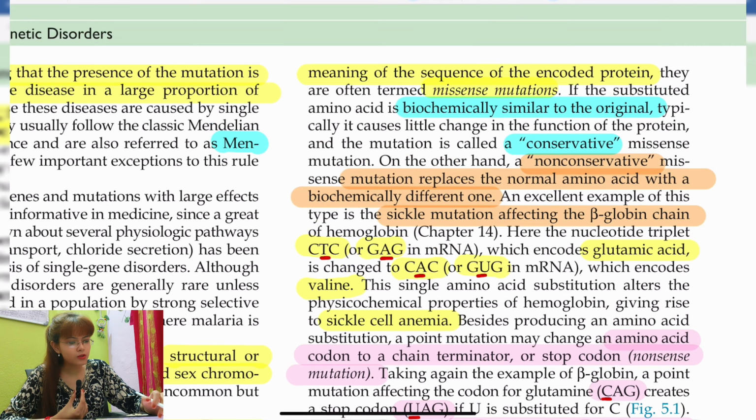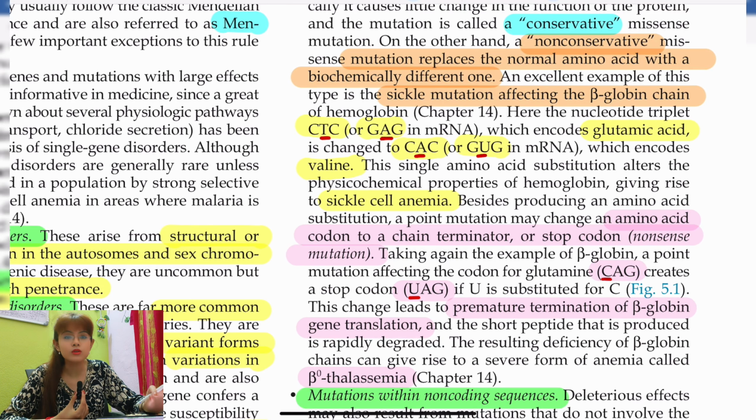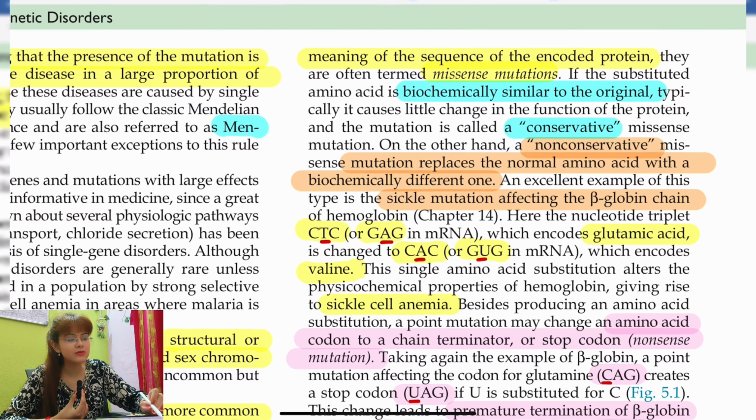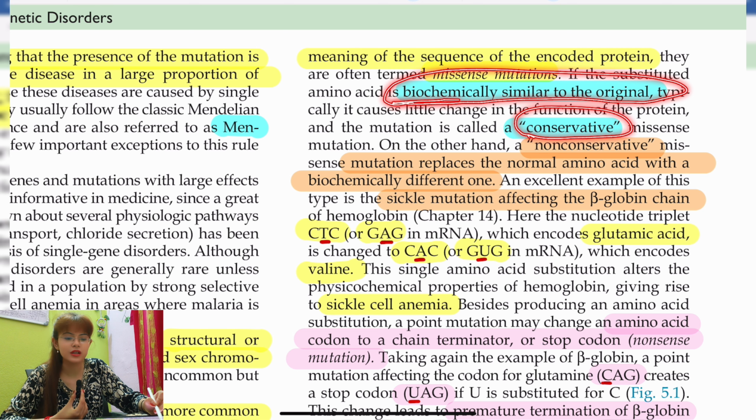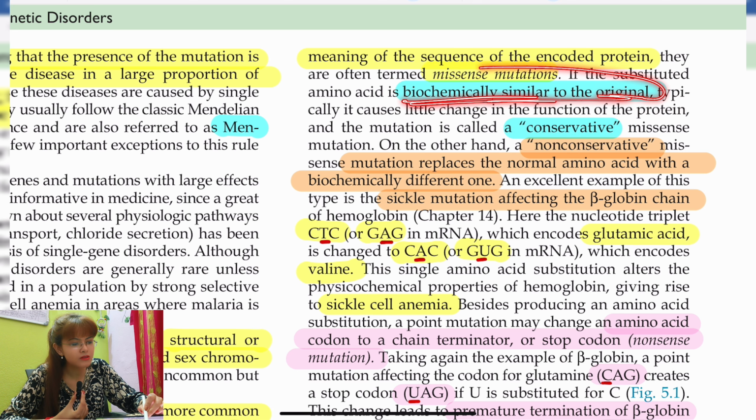So this is all about the nonsense mutation, and now I was talking about the missense mutations. If the new codon, or the new amino acid which is formed, is biochemically similar to the original one, then it is called a conservative mutation. Whatever mutation has happened, it still gives rise to an amino acid biochemically similar to the original one, so there is not much difference. That is why it is called a conservative mutation.